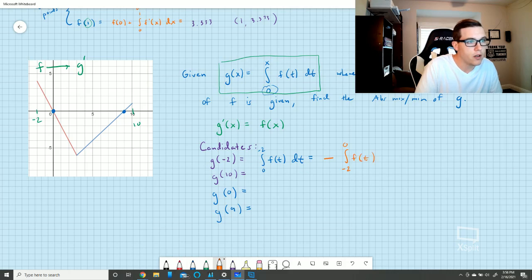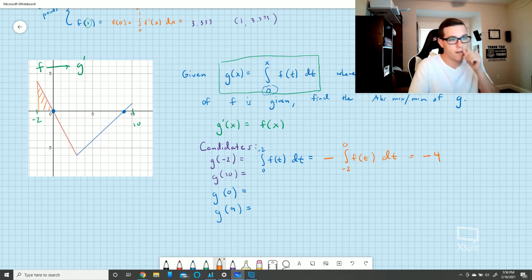And all it wants you to do is find the area from -2 to 0 and make it negative. So we have this area right here. We are accumulating from -2 to 0. That is a triangle. 2 times 4 is 8. Half of 8 is 4. So it's +4, but remember I flipped the bounds, so it's negative. So that value is -4.